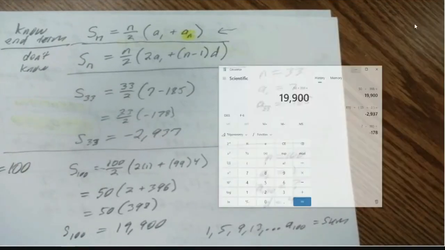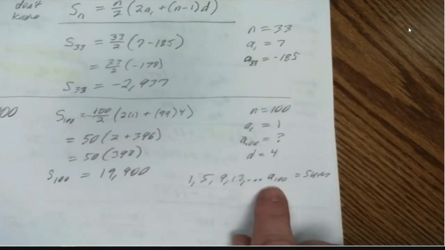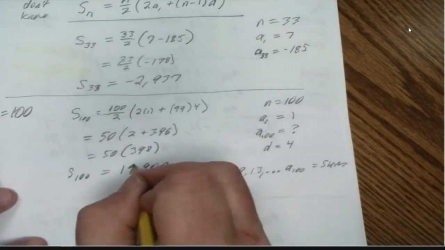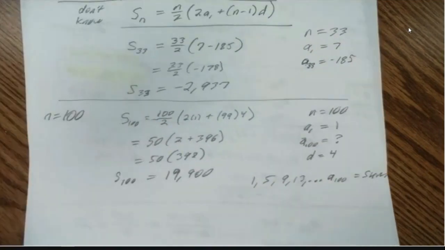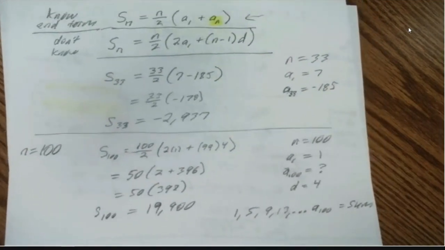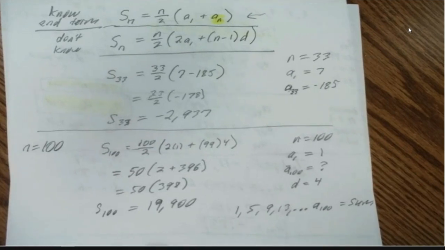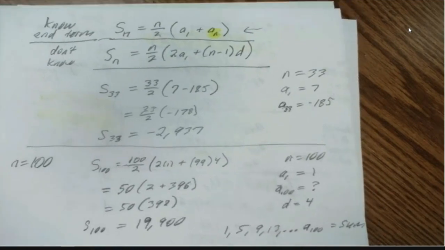So taking the sum of all those numbers, 1, 5, 9, 13, all the way to A100, the sum would be 19,900. Sure. Looks like a 9, not a 7. Questions on that? So you basically have 4 formulas this week.